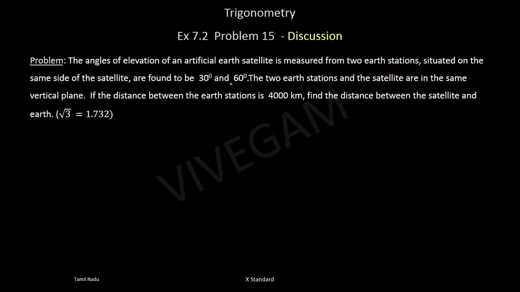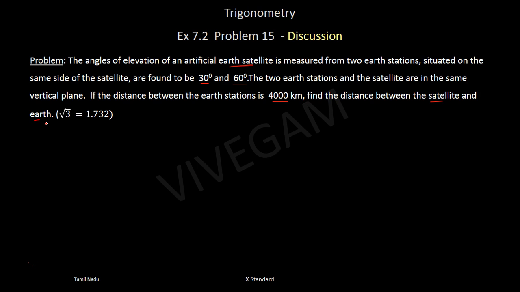Root 3 is 1.732. Okay, so there is an Earth satellite which is sitting in the sky, right? And the angle of elevation from an Earth station is 30 degrees and 60 degrees, and the distance between the Earth stations is 4000 kilometers. Now we are asked to find the distance between the satellite and the Earth.